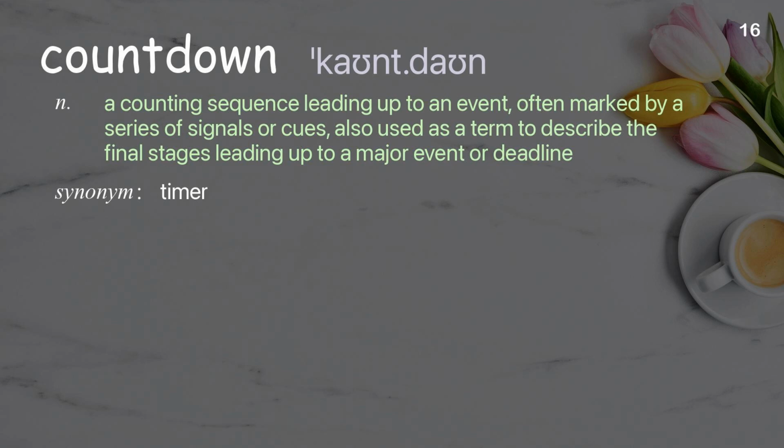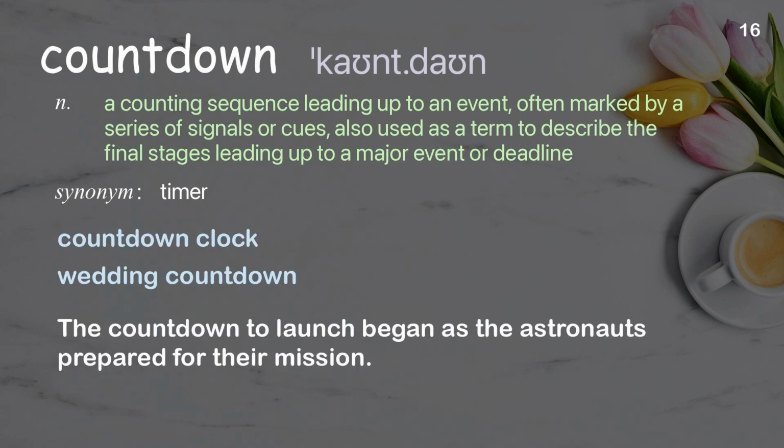Countdown. A counting sequence leading up to an event, often marked by a series of signals or cues, also used as a term to describe the final stages leading up to a major event or deadline. Examples: Countdown clock. Wedding countdown. The countdown to launch began as the astronauts prepared for their mission.